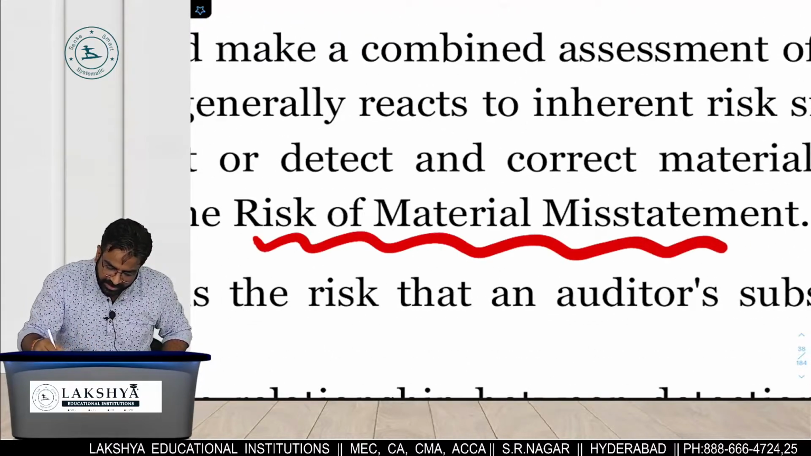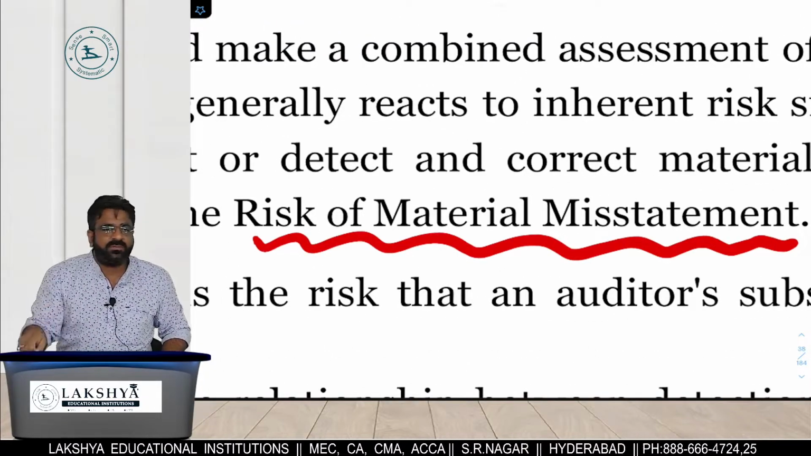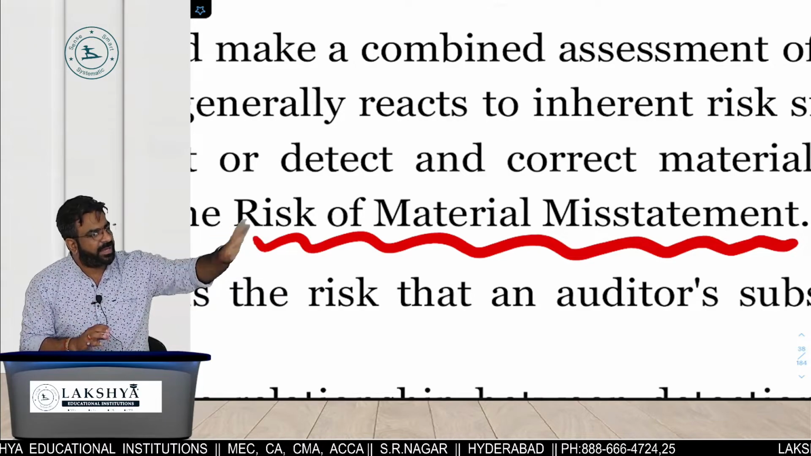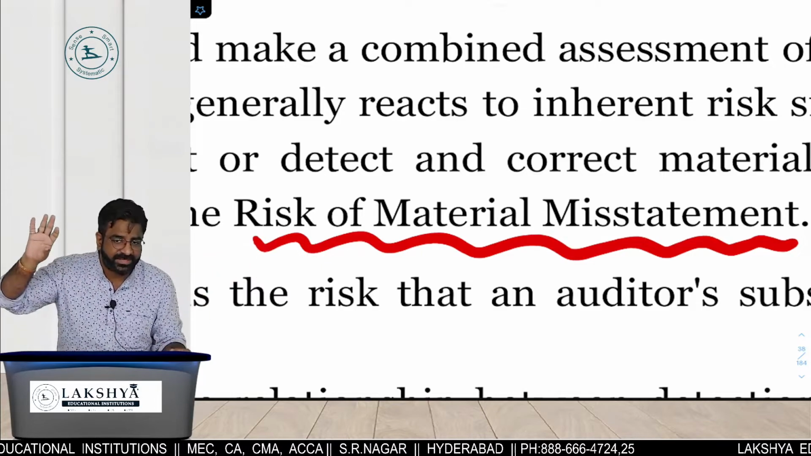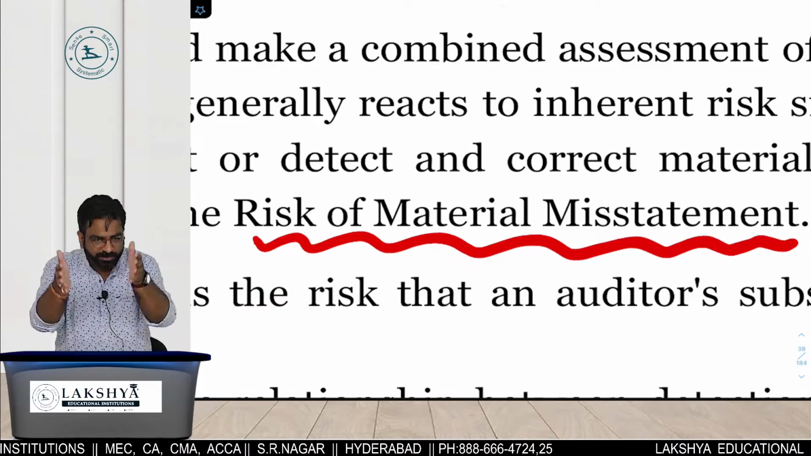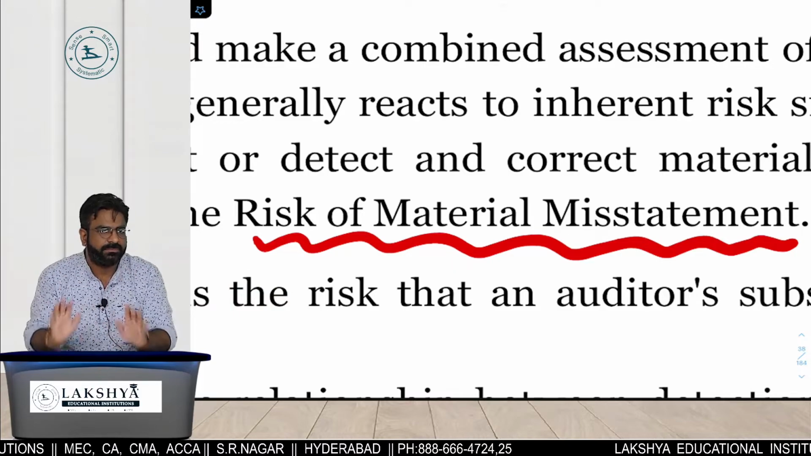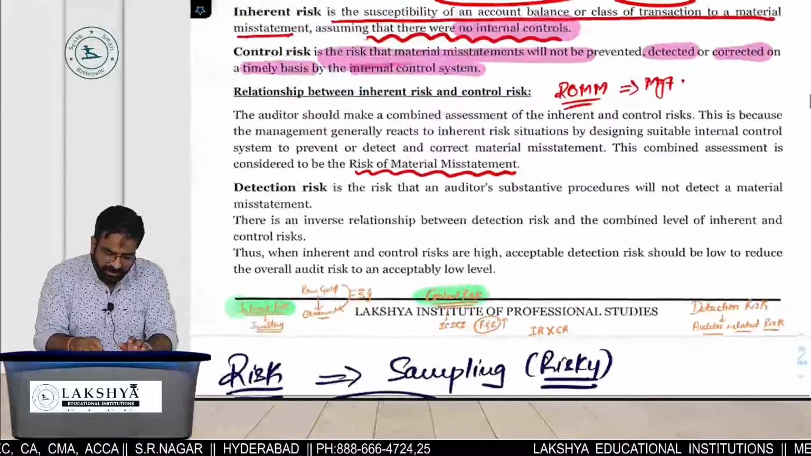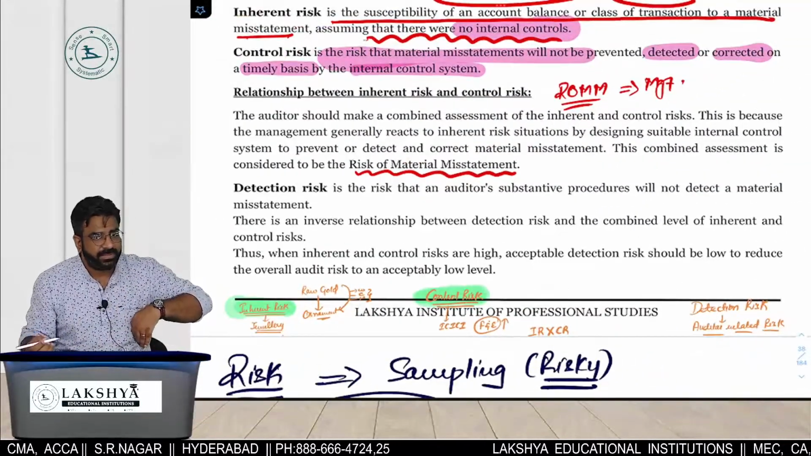Risk of material misstatement. It means they are saying do not assess the IR alone and do not assess the CR alone. Assess them in a combined manner, because put together they are known as ROMM. Did you get the point? And what is the third risk, everyone? Detection risk. Whose risk is this? The auditor's.